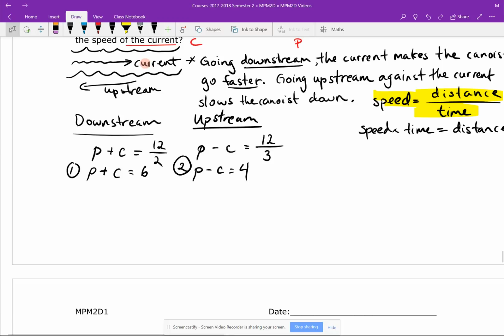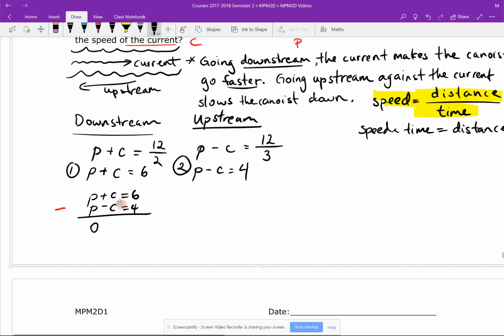Okay, so let's put these two equations together. I'm going to use elimination this time. P plus C equals 6, and P minus C equals 4. You stack your equations and line up the variables. If I subtract both equations, P minus P is 0, C minus negative C is C plus C, which is 2C, equals 6 minus 4, which is 2. So 2C equals 2, and solving for C, 2 divided by 2 is 1. So C equals 1. The current speed is 1 kilometer per hour.